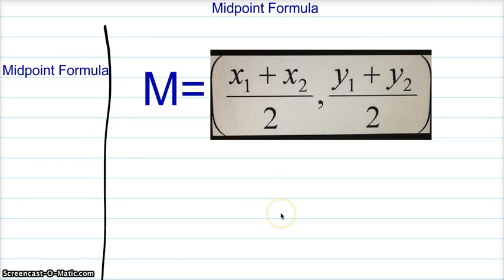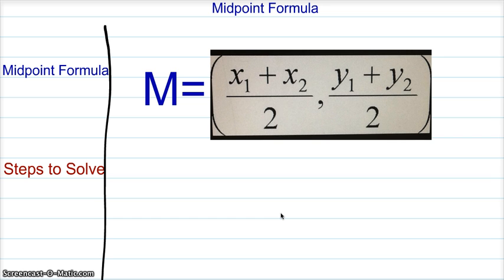Today we're going to be talking about the midpoint formula. The midpoint formula is M equals (x1 plus x2) divided by 2, comma, (y1 plus y2) divided by 2. The M stands for midpoint. The x1 and the y1 are a coordinate, and the x2 and the y2 are the second coordinate. You're finding the average of the x's and the average of the y's.